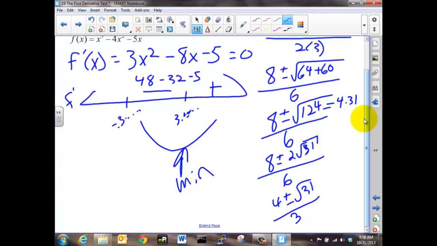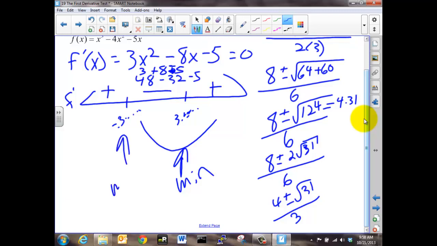It's negative 0.3. So we could do negative 1, negative 2, negative 3, whatever number we want there, okay? Negative 1 squared is 1 times 3 is 3. 3 plus 8 minus 5. Minus 5. That's a positive number.